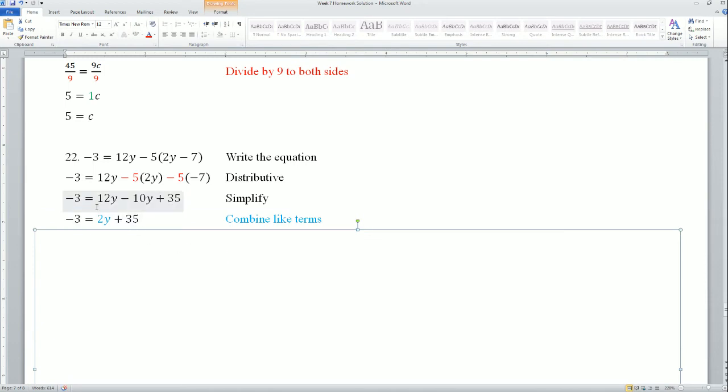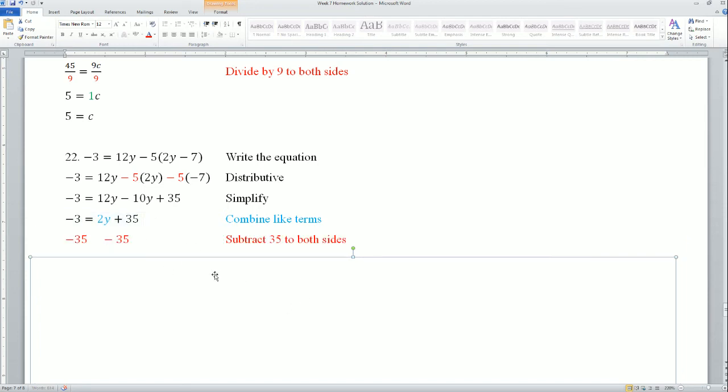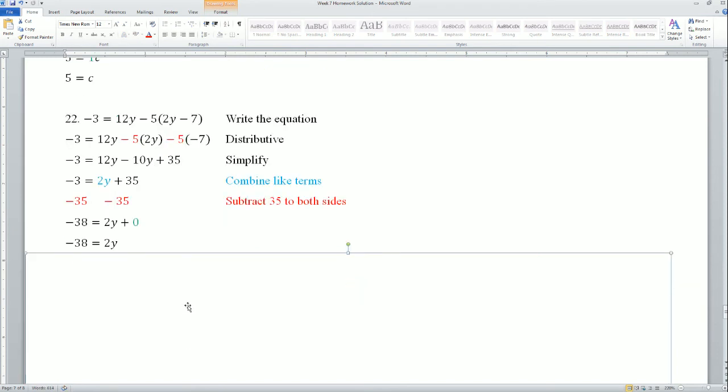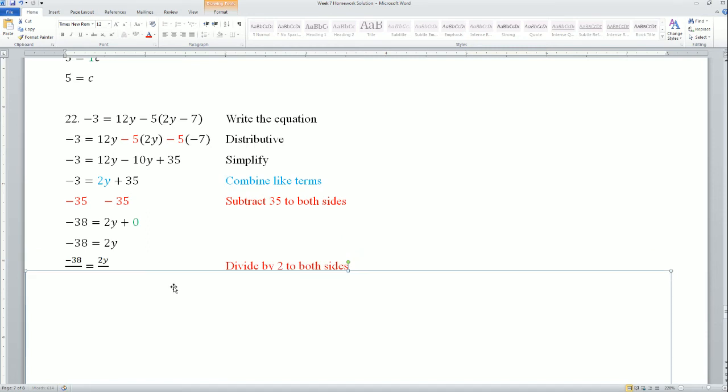You want to combine the like terms. 12y minus 10y becomes 2y. Nothing happens to 35. Nothing happens to the negative 3 on the left hand side. You want to subtract 35 to both sides because this is the outwardmost thing. In that process, you have on the right hand side a 0 and a 2y. On the left hand side, you get a negative 38. So 2y is equal to negative 38.